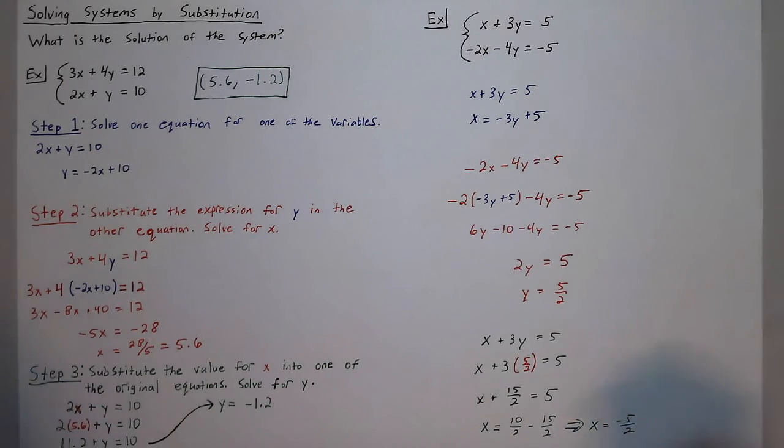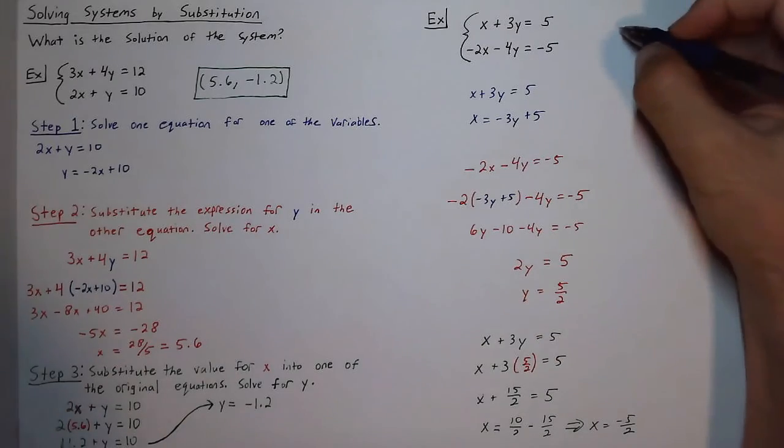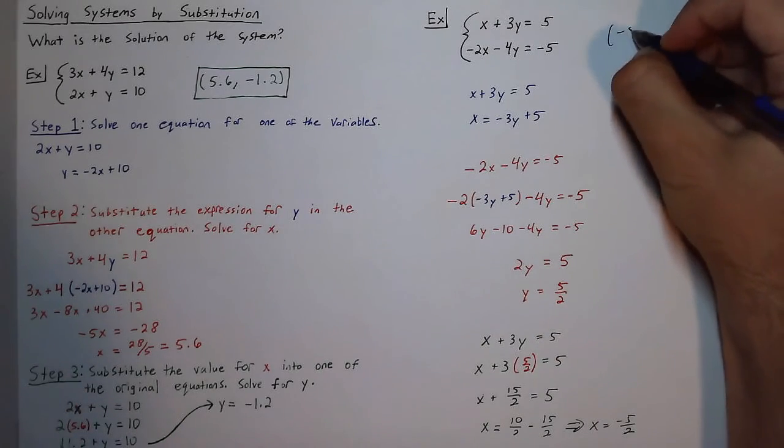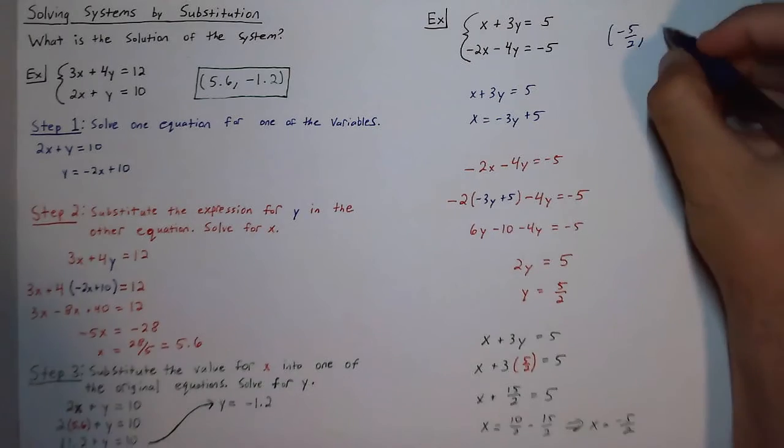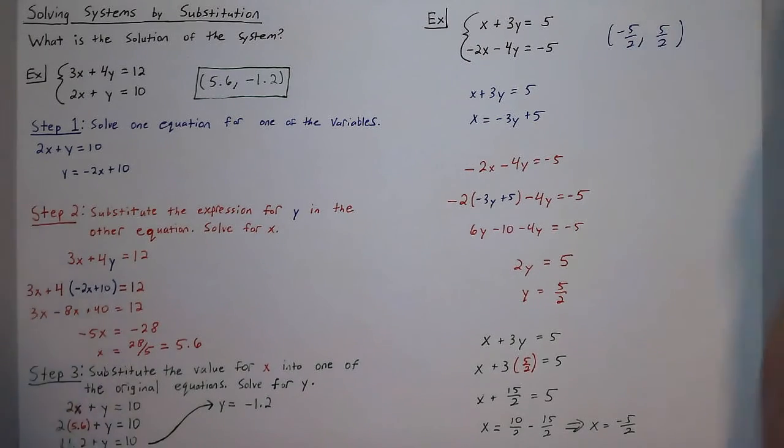So my answer for this system of equations is negative 5 halves for x and 5 halves for y. And that is how you solve a system by substitution.